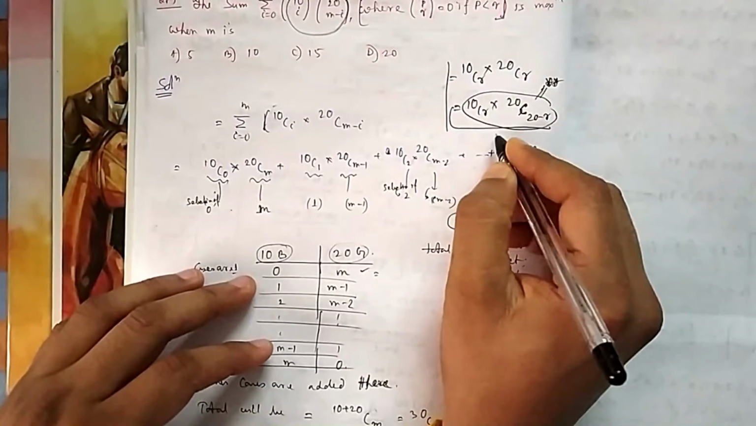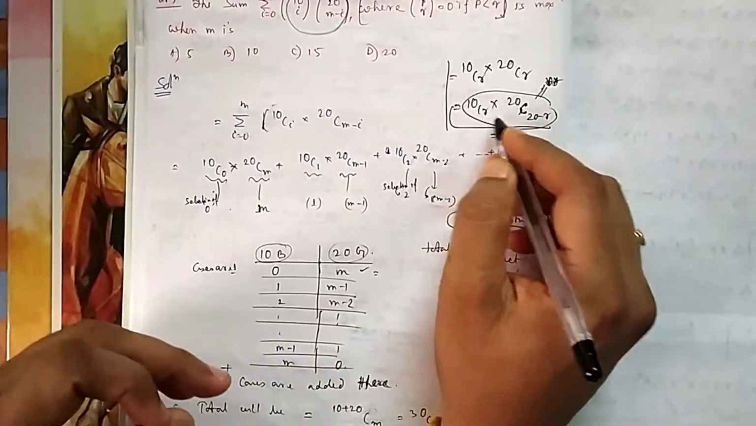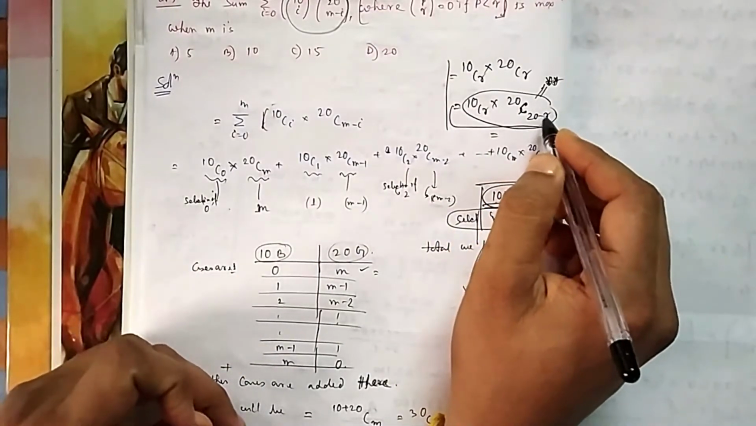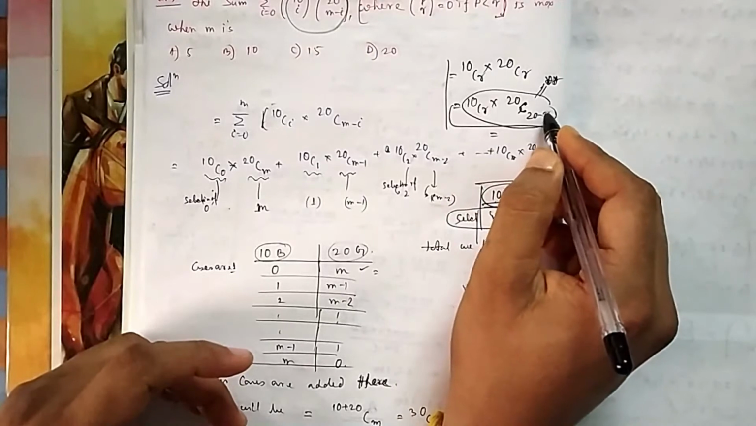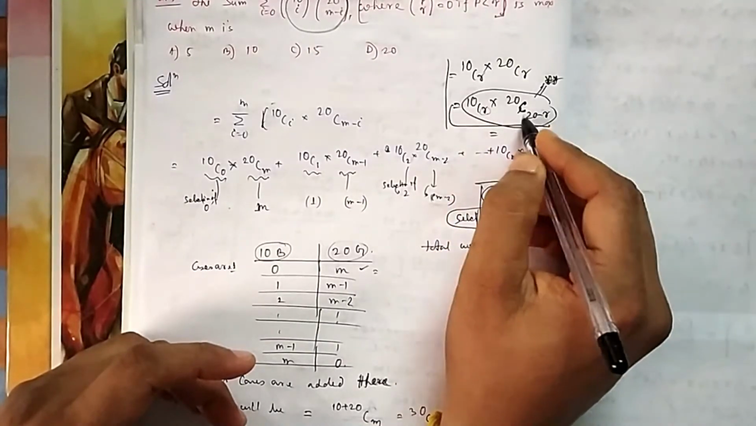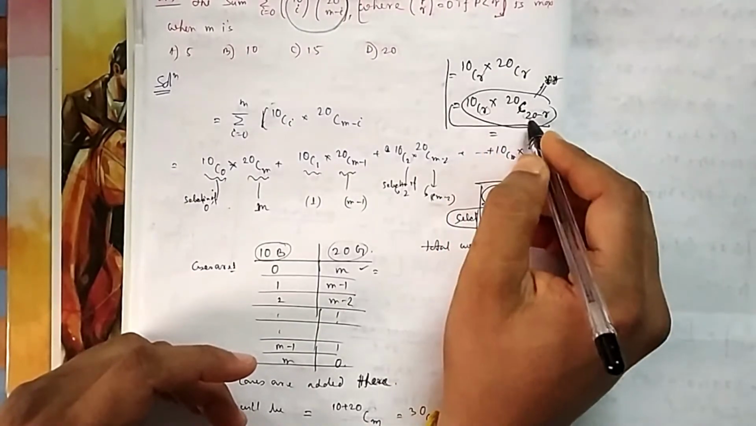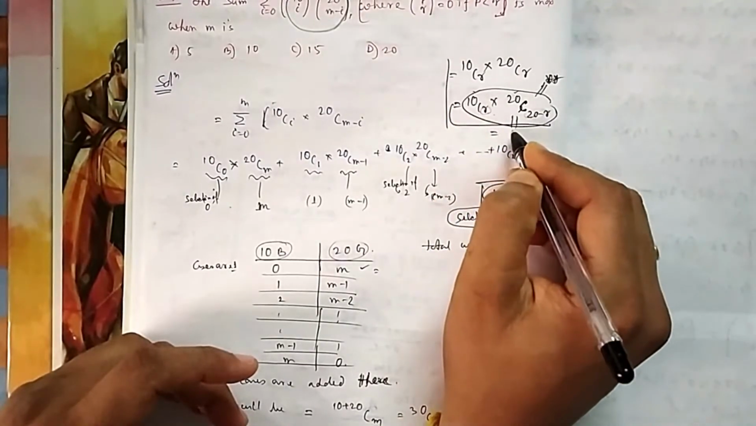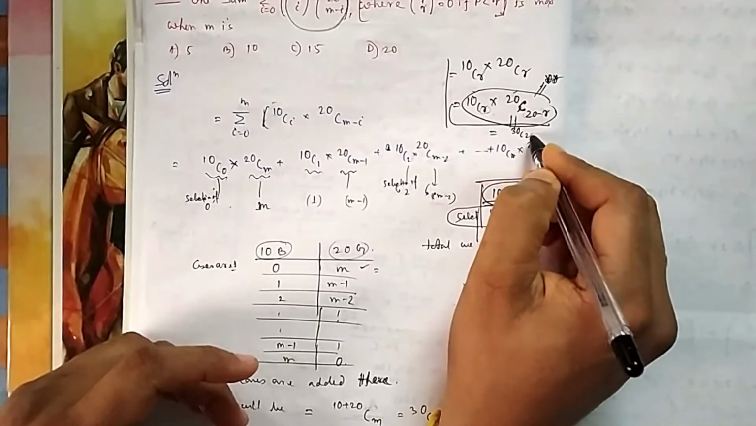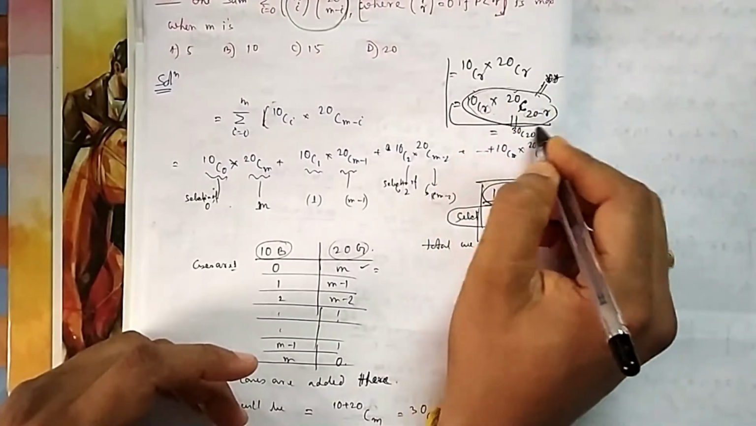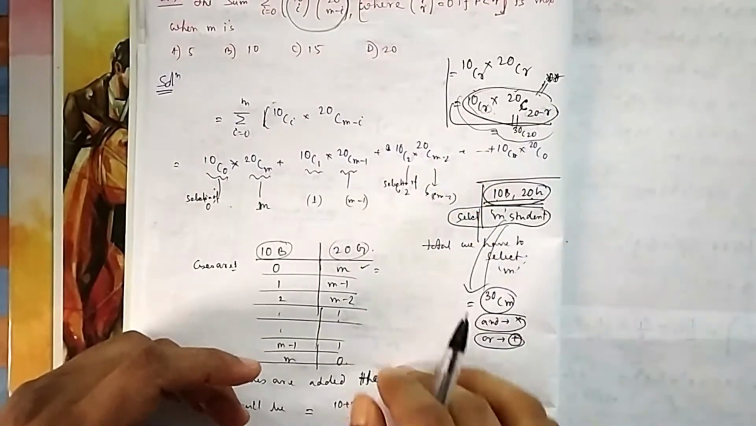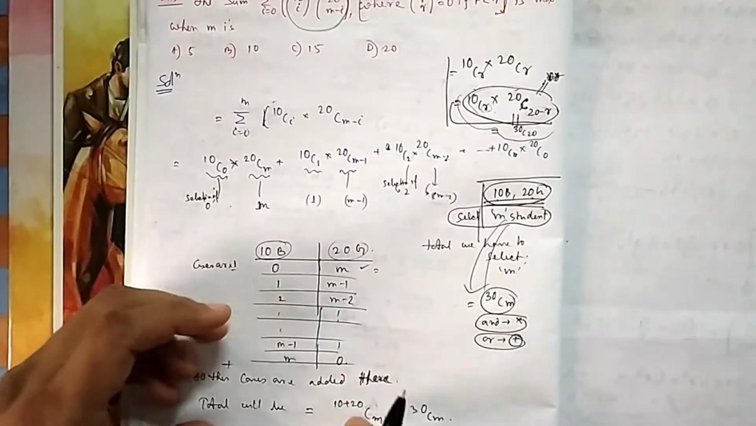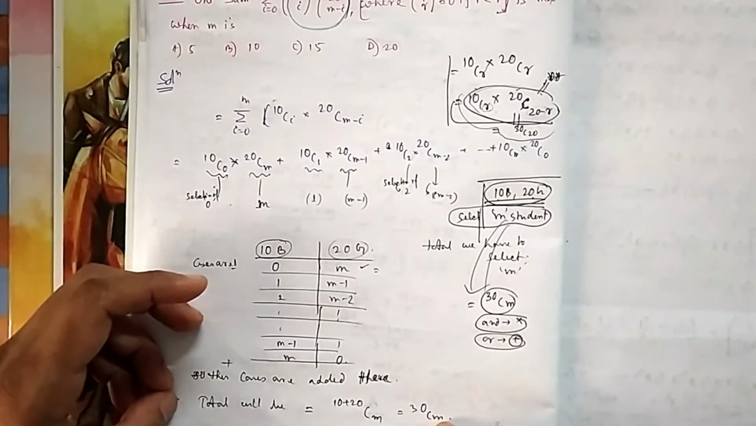So if you remember this one, look at how many students they are taking: R and 20 minus R. That means they are taking 20 students out of 10 boys and 20 girls. So what is the answer of this one? 30C20. You can think using this way also. 30Cm, there is no issue.